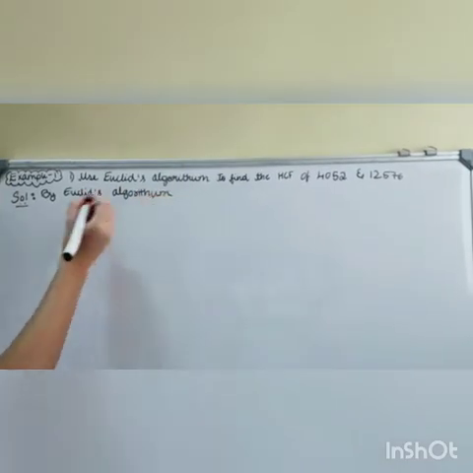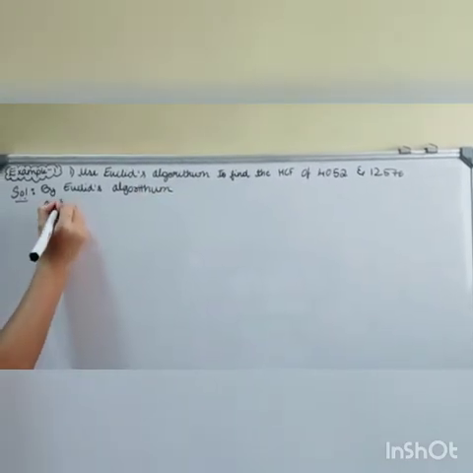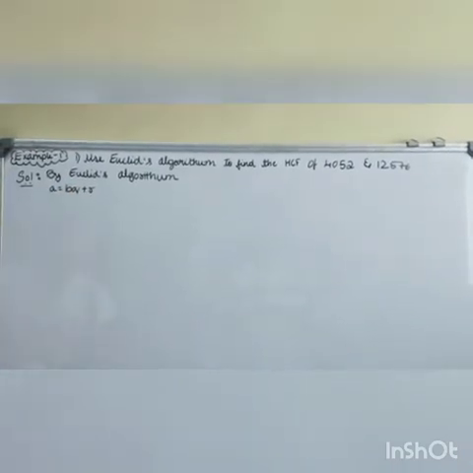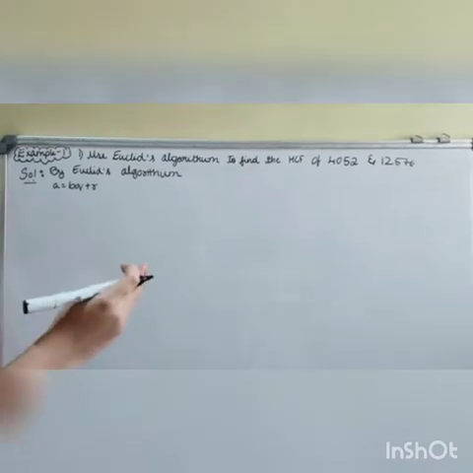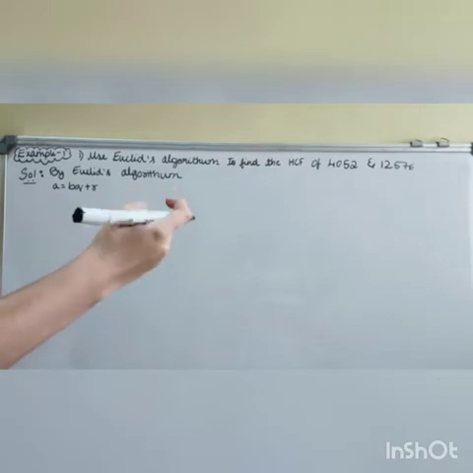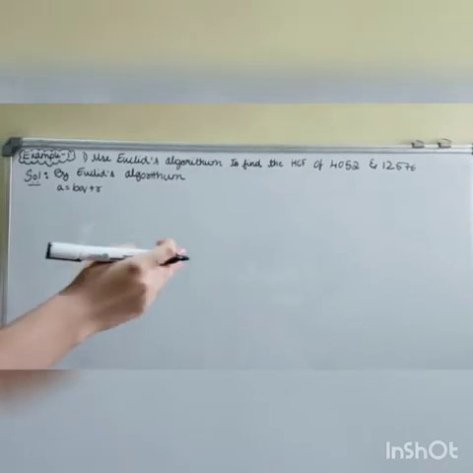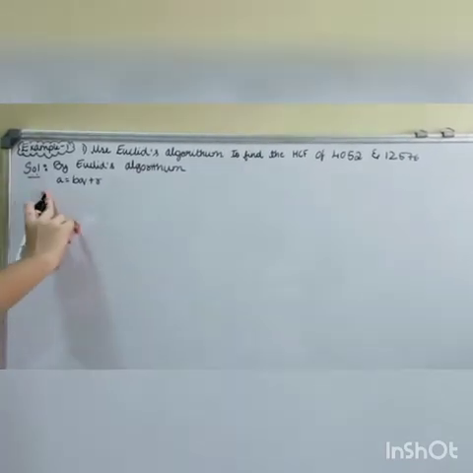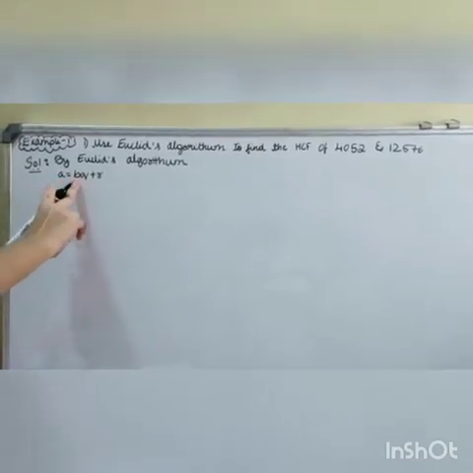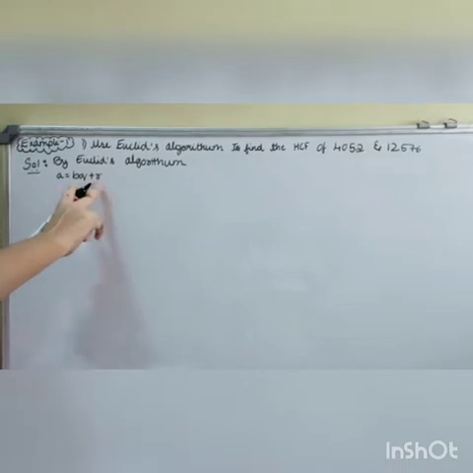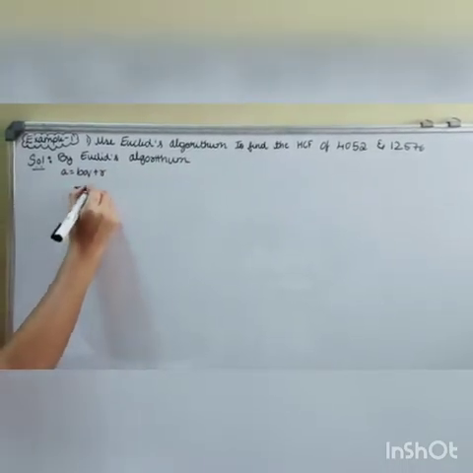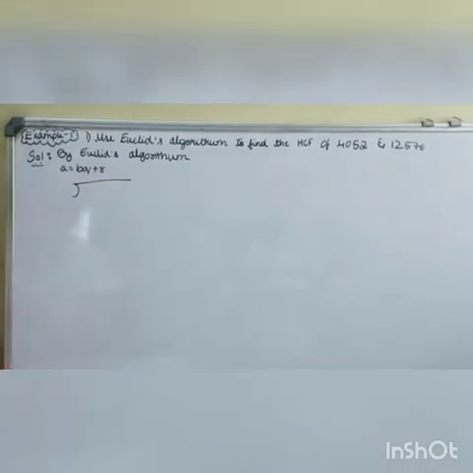So Euclid's algorithm is a is equal to bq plus r. Now here we have to see that 4052 is smaller than 12576. Now here in a is equal to bq plus r, a is the dividend, b is the divisor, q is the quotient and r is the remainder. So I'll write it that side.